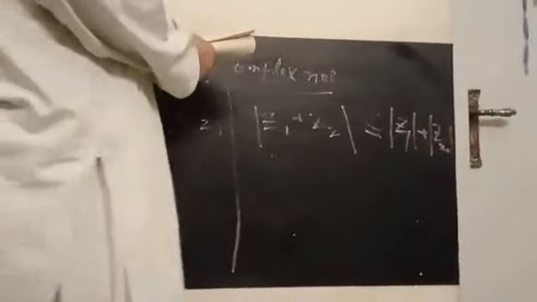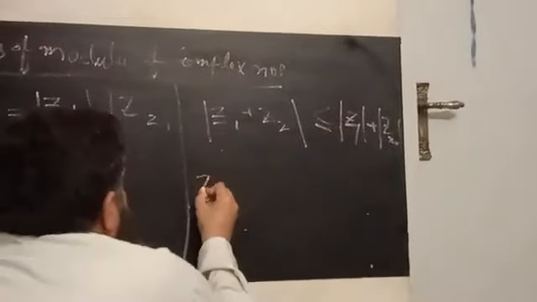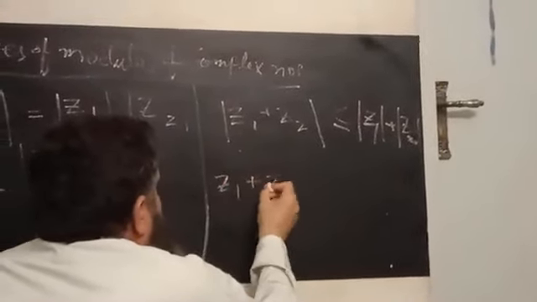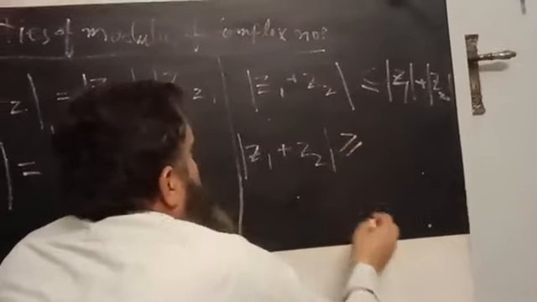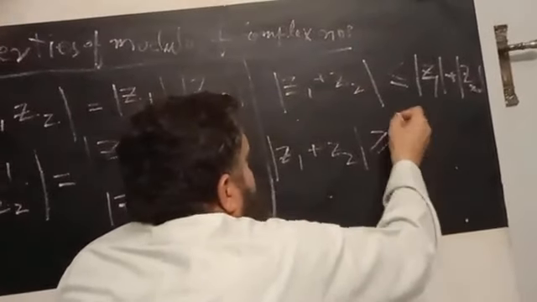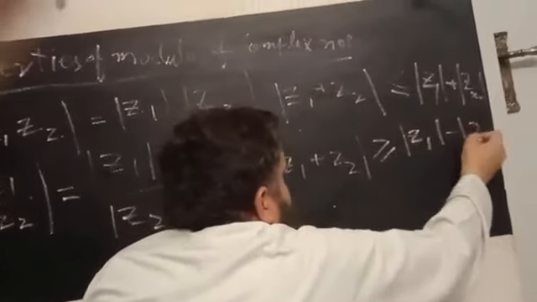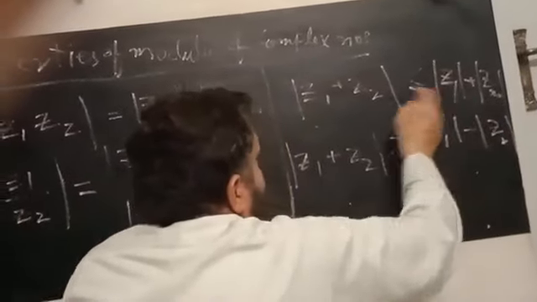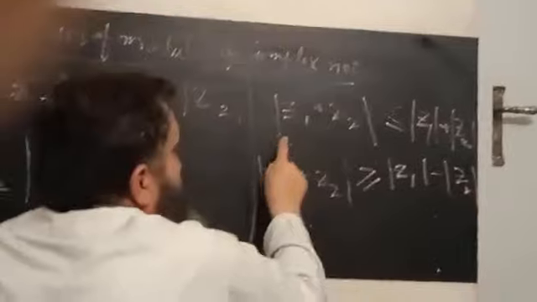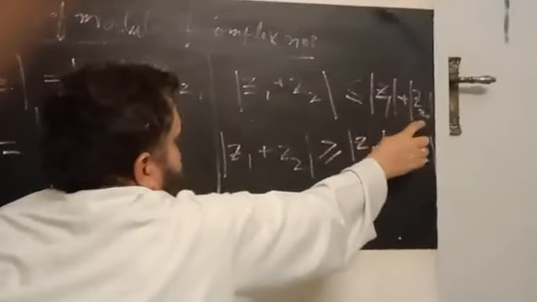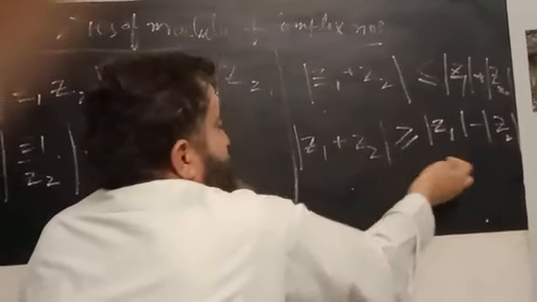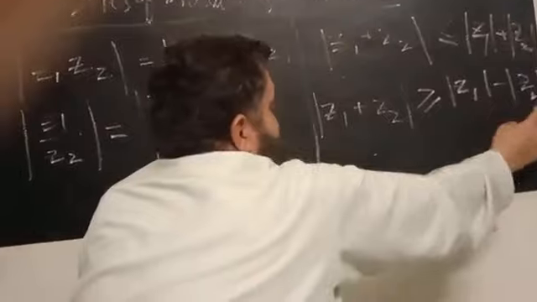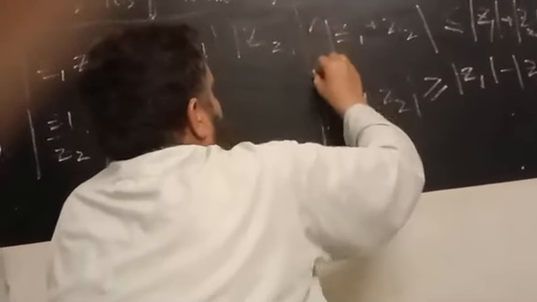And similarly, z1 plus z2 whole modulus is greater than or equal to z1 modulus minus z2 modulus. So z1 plus z2 whole modulus is less than or equal to z1 modulus plus z2 modulus, and greater than or equal to the difference of z1 modulus and z2 modulus. These two inequalities are known as triangular inequalities.